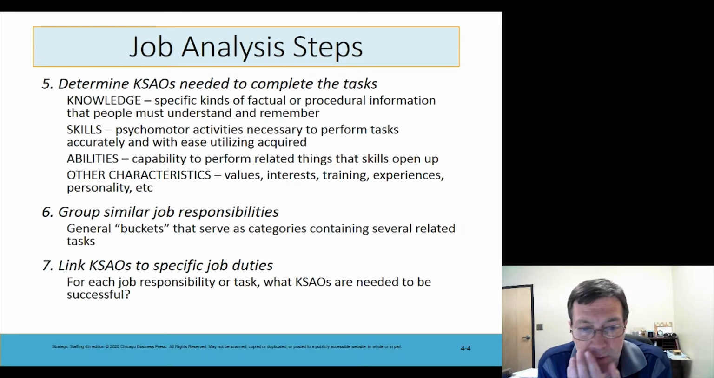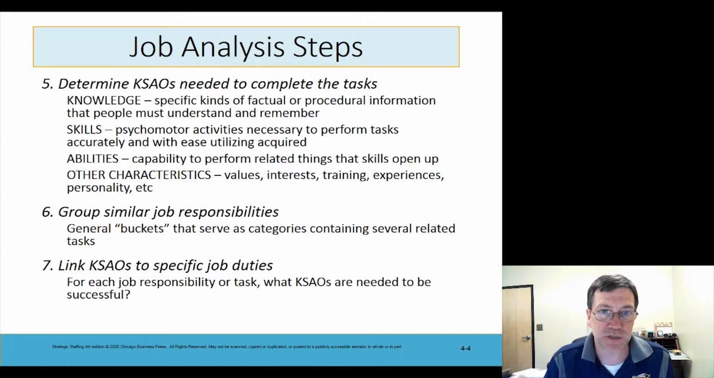All right, step number 7 is to link those KSAOs that we identified in step 5 to specific job duties. In general, you've got to have these kinds of knowledge and skills and abilities.